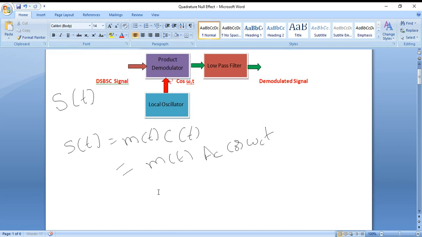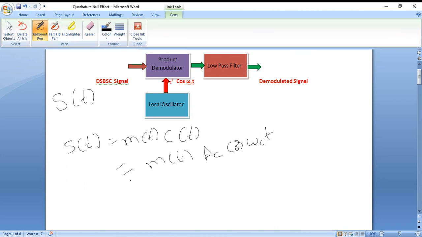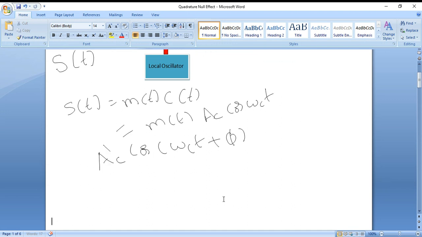But the local oscillator present in the product coherent detector is going to have a phase error of phi. Say, instead of producing Ac cos omega ct, it is producing Ac dash cos of omega ct plus phi. What is the meaning of phi? This phi is the phase difference between the transmitted carrier and the locally generated carrier signal. These two signals are given to the product modulator.